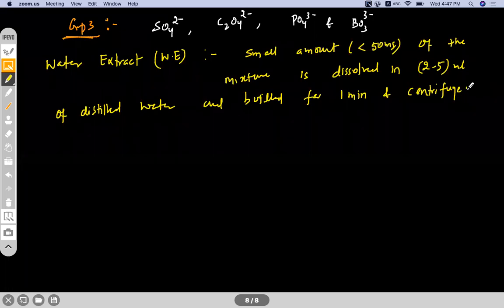So in short, roughly, I have given you the idea of what a centrifuge is. But again, in college you will do all these experiments, right?